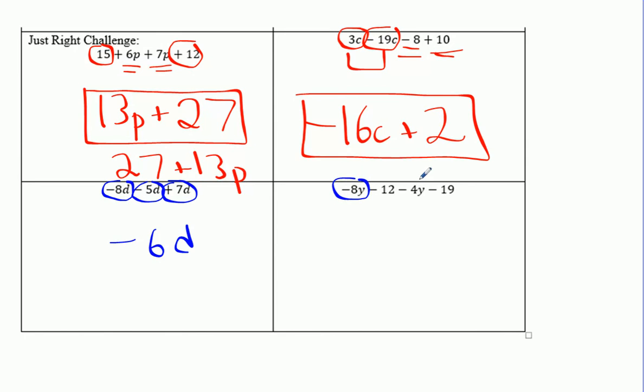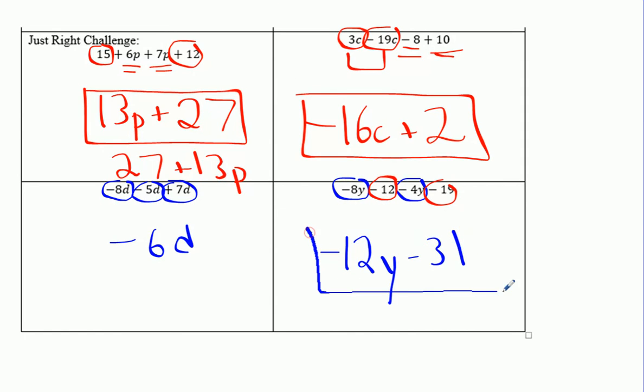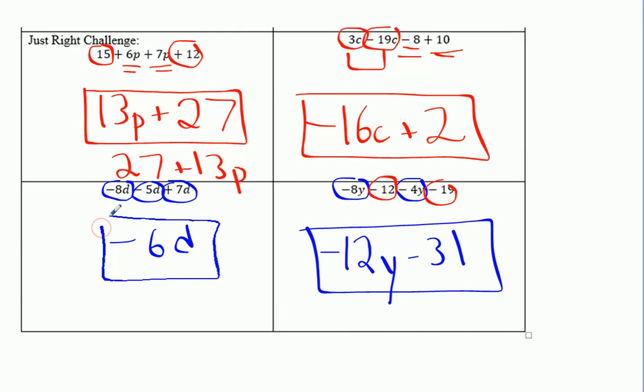This one has 2 like terms here. A negative 8 minus 4 makes negative 12, and a negative 12 and a negative 19 makes a negative 31. And there we go. Hopefully these are getting easier for you.